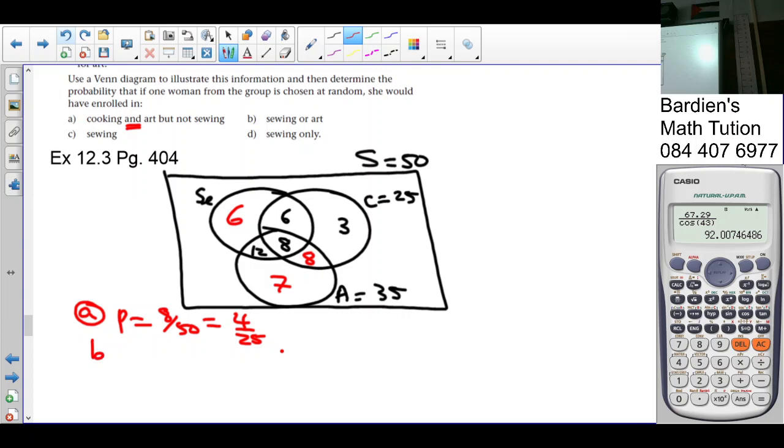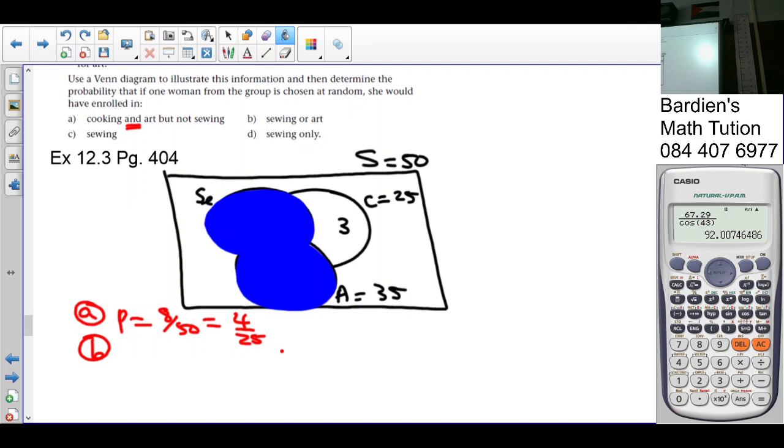Let's look at B since we are with it anyway. Sewing or art. So if you're going to look at sewing or art, it's all of this I must consider. Not so? It's all of that. Or is the union of. Okay, so the collective. Not so? If it says and, it is where it intersect only. You guys understand?